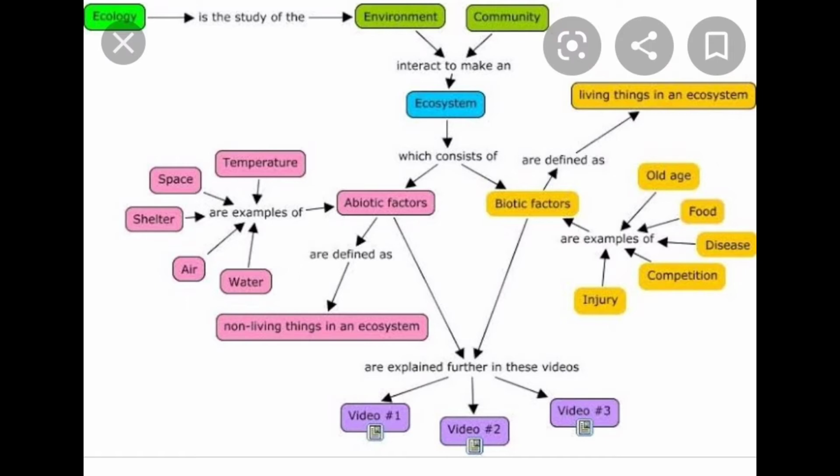And here down you can see three violet colored boxes. It is written that video 1, 2 and 3. With the help of these videos, we can further explain the concept of ecosystem.